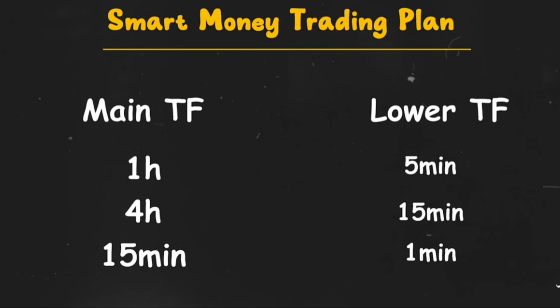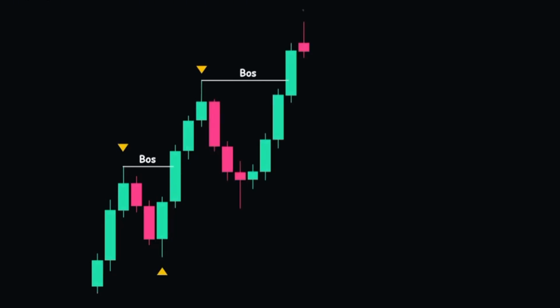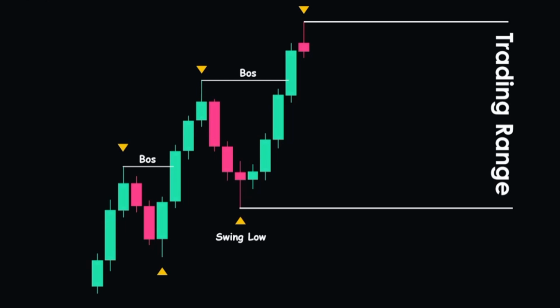Let's dive in. The first step is analyzing market structure. Market structure shows me who's in control, buyers or sellers. A series of higher highs and higher lows confirms bullish conditions. For example, if price breaks above a previous swing high and then forms a higher low, buyers remain in control and the trend is likely to continue. As long as price stays above the most recent swing low, the bias is bullish.